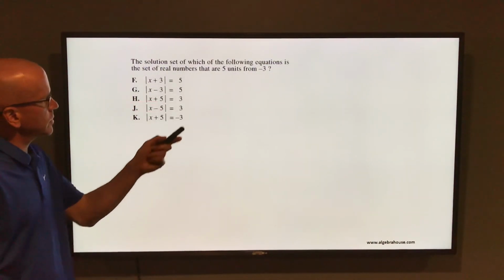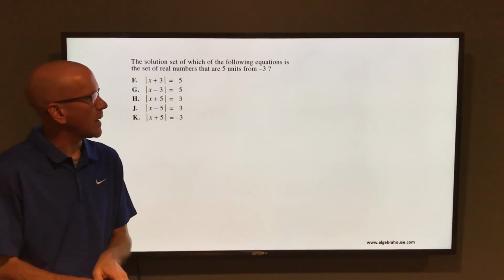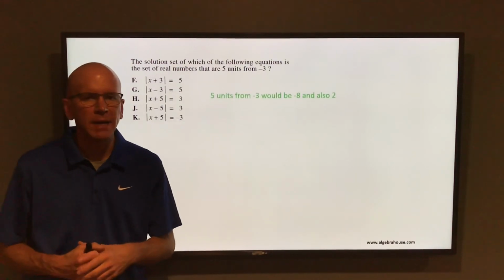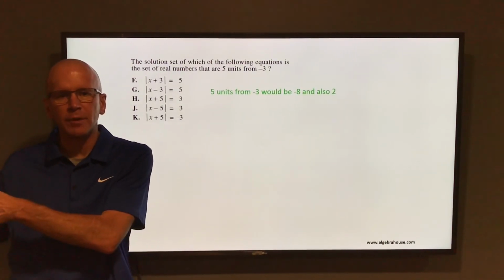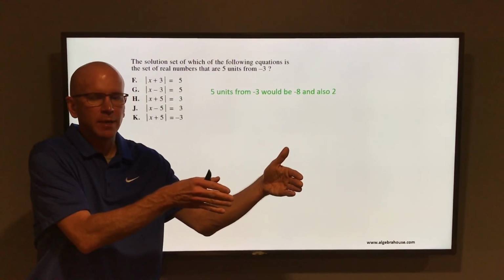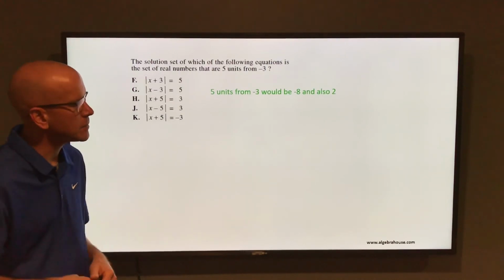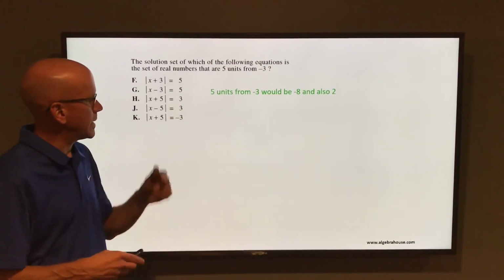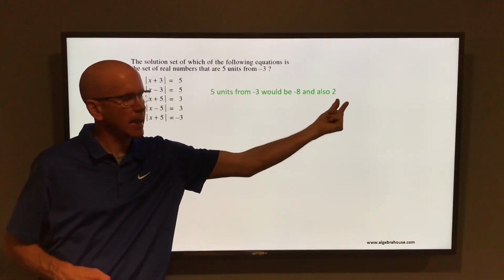The solution set of which of the following equations is a set of real numbers that are 5 units from negative 3? Well, 5 units from negative 3, if you go to the left of negative 3, 5 units, it's going to be negative 8. If you go to the right, 5 units from negative 3, it's going to be positive 2. So we're looking for an equation that has a solution set of negative 8 and positive 2.